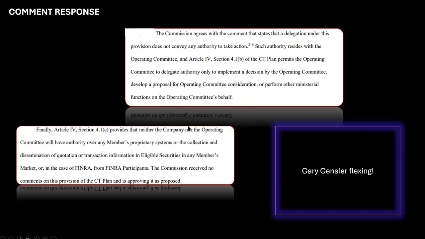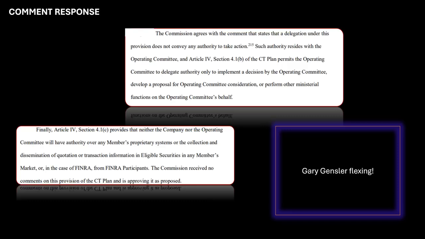So, more comment response. The Commission agrees with the comment that states that a delegation under this provision does not convey any authority to take action. Such authority resides with the operating committee, and Article 4 of Section 4.1b of the CT plan permits the operating committee to delegate authority only to implement a decision by the operating committee, develop a proposal for operating committee consideration or perform other ministerial functions on the operating committee's behalf.